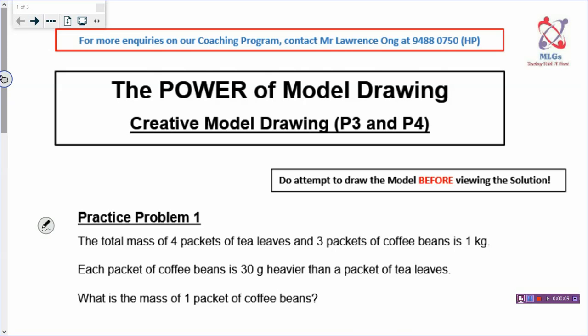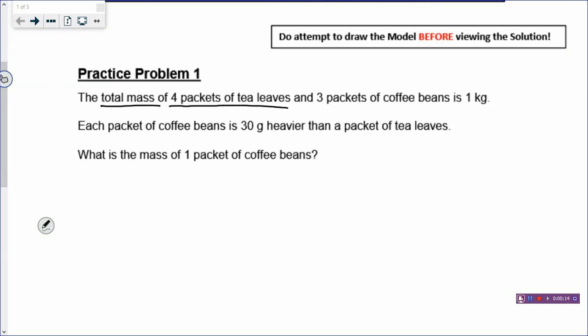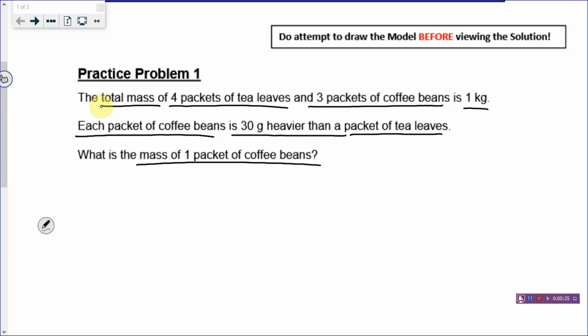Alright, so let's look at practice problem 1 and let's highlight the important words. Now, the total mass of 4 packets of tea leaves and 3 packets of coffee beans is 1 kilogram. Each packet of coffee beans is 30 grams heavier than a packet of tea leaves. So what is the mass of 1 packet of coffee beans?